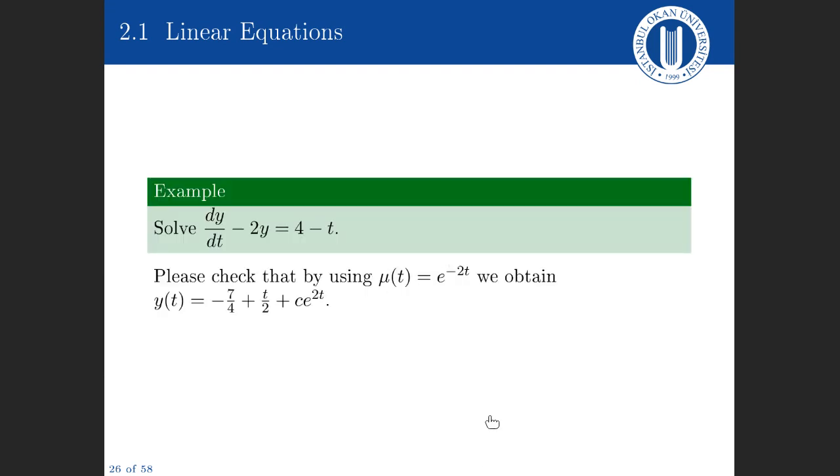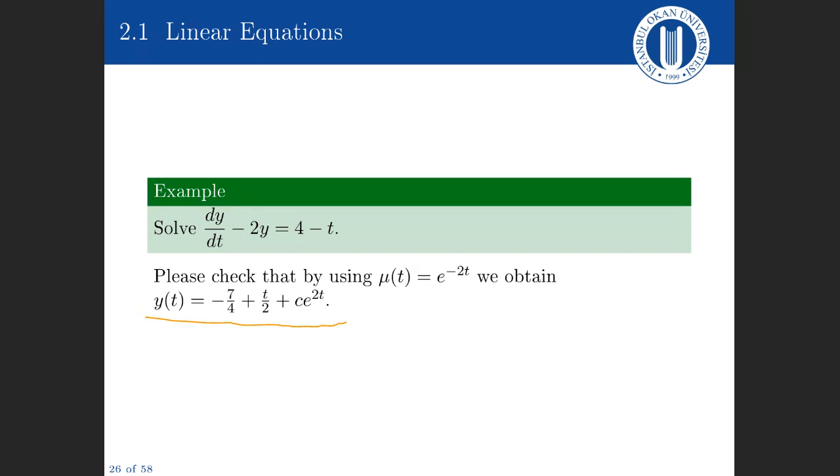Another one. Solve dy/dt minus 2y is equal to 4 minus t. This one I'm not going to solve. Really, I'm leaving this as an exercise for you to do. What integrating factor do we want to use? We look at the number minus 2 here, and we see that we're going to want to use e to the power minus 2t.